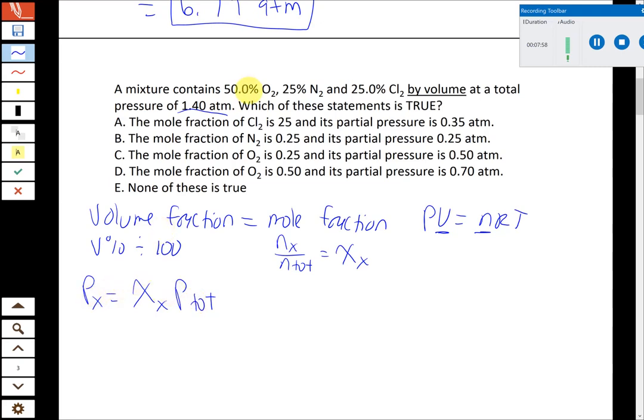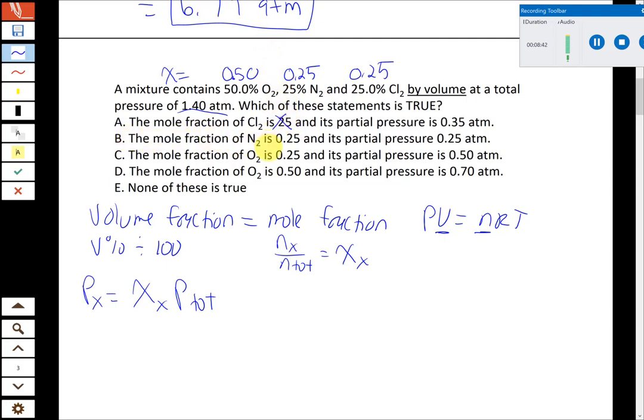So if we have 50% O2, 25% N2, and 25% Cl2, the first part deals with the mole fraction. In the first one, the mole fraction of Cl2 is 25. That would be the mole percent, which is not really a quantity we usually use, but its mole fraction would be 0.25. For each of these, O2 would be 0.50, just the percentage divided by 100, 0.25 for N2, 0.25 for Cl2. They all add up to 1, and again, mole fraction and volume fraction are the same number. So this first one can't be right because the mole fraction is incorrect.